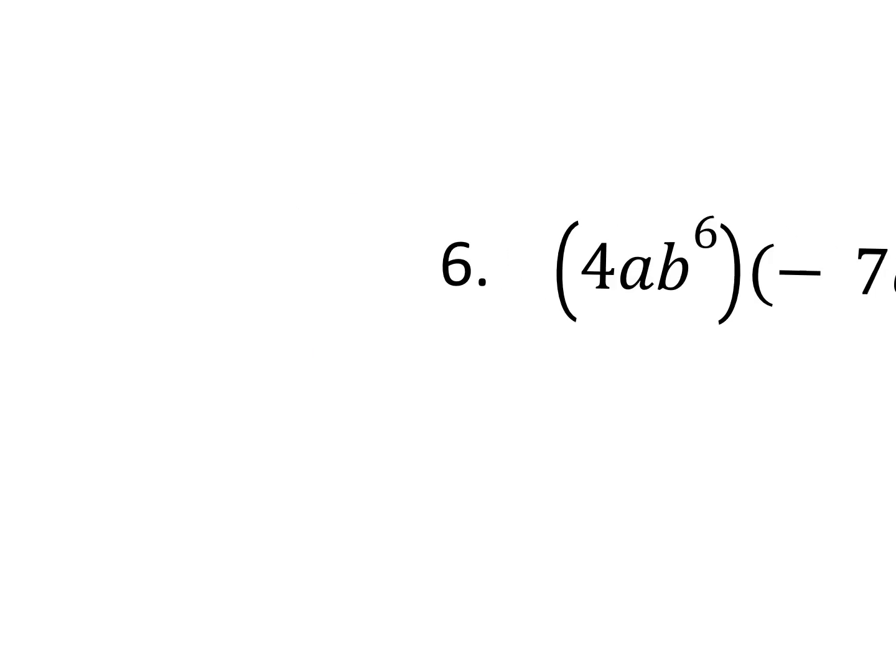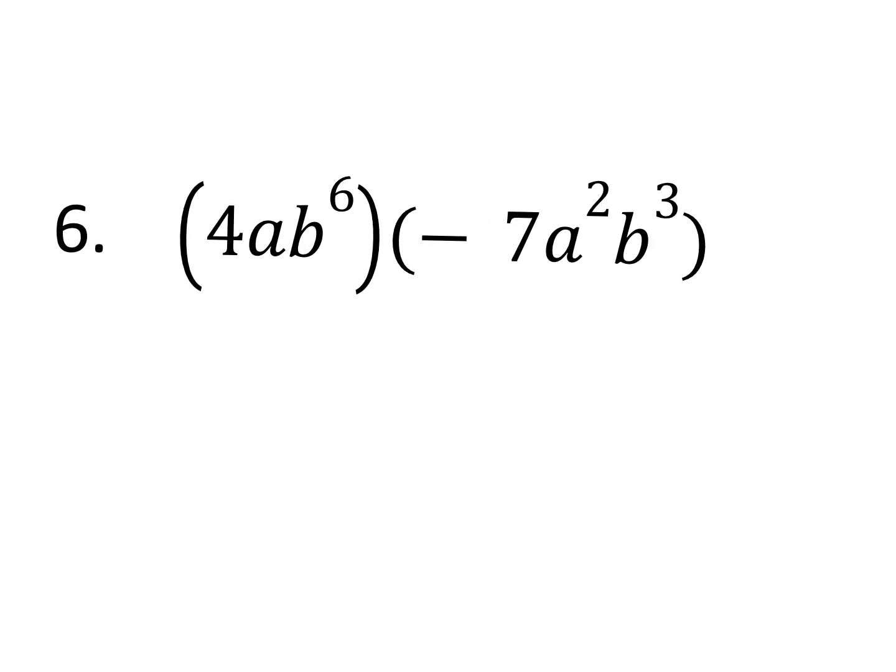Let's look at number 6 here. Okay, now we have one that has more than one coefficient. I have a coefficient, or a big number, 4, and a coefficient, which is a big number, -7. So 4 times -7 is going to give me a -28. So that's my coefficient number, that -28. And then I'm going to put any powers on any variable. So I have a to the first, b to the 6th, I have a to the second, and b to the third. I'm going to start with my a's.